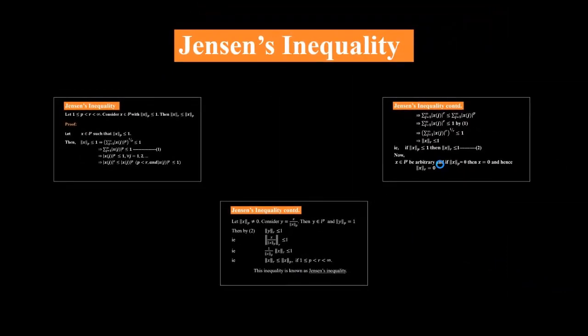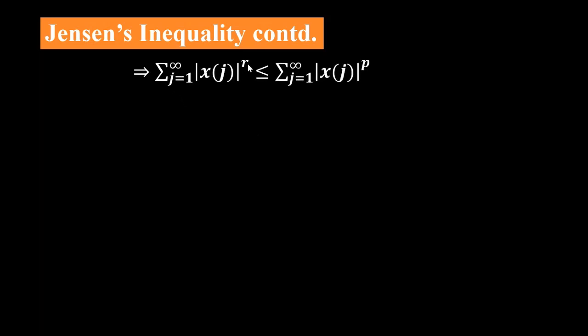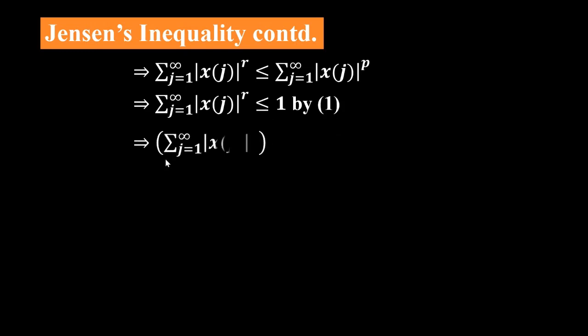So we take summation j varies from 1 to infinity of |x(j)|^r on both sides. This implies the summation j varies from 1 to infinity of |x(j)|^r is less than or equal to 1. This is by our equation number 1. So this means the summation of |x(j)|^r, whole raised to 1/r, is less than or equal to 1. Then by the definition of our norm, this is norm r of x, which is less than or equal to 1.